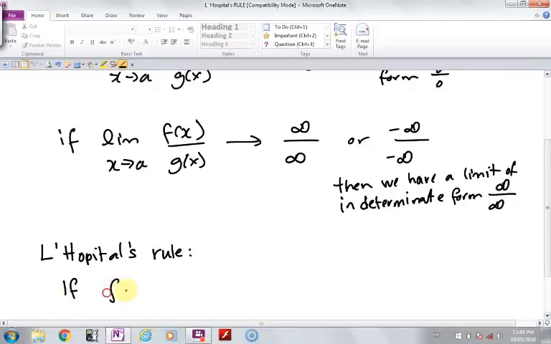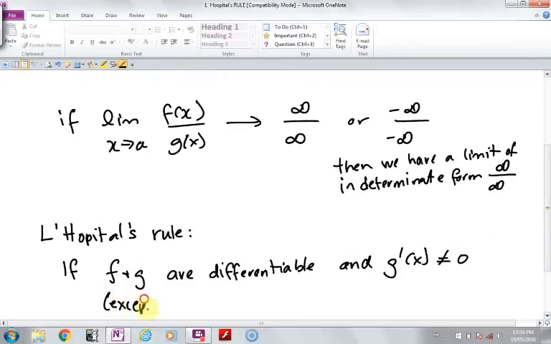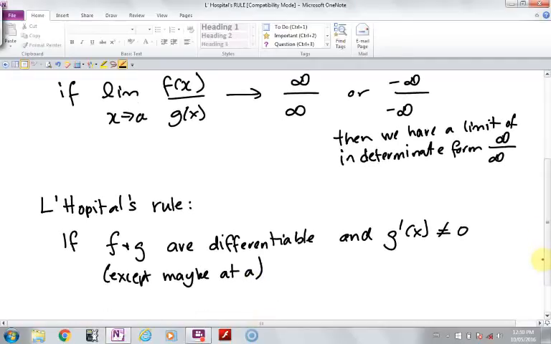if f and g are differentiable, and the derivative of g, the denominator, is not 0, except having it be 0 in a location is okay. As long as g prime of x, the first derivative, is not 0 everywhere. It can be 0 at a, and we'll see how we will deal with that. We'll do some examples like that.